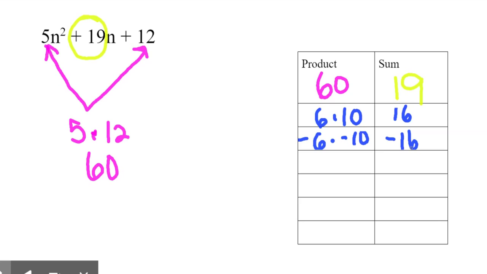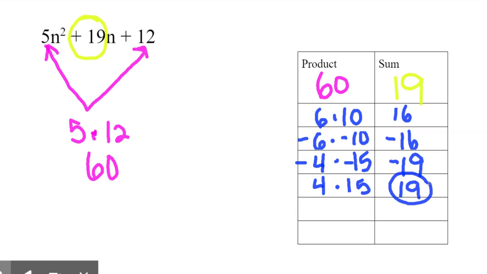So let's think. Maybe divide 60 by 2. Maybe try dividing it by 4 and see what terms you get. So the next thing I'm going to try is negative 4 times negative 15, and positive 4 times positive 15. Negative 4 plus negative 15 gives me negative 19, and positive 4 plus positive 15 gives me positive 19. So notice here, I have found it. I have found the 19. So you don't have to keep going.